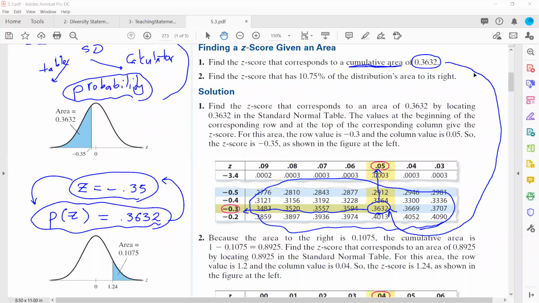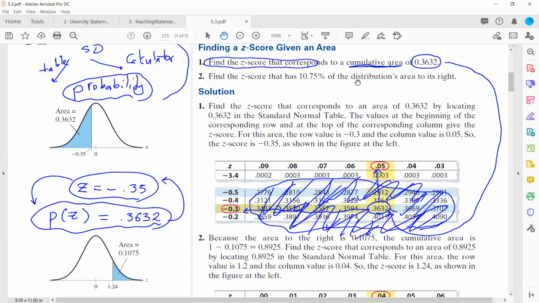So you have no information about Z, but you have information about the probability. The probability or cumulative area to the left is given. So you have to look for the closest number inside the table, somewhere here. You have to look at either your positive z-values or negative z-values.